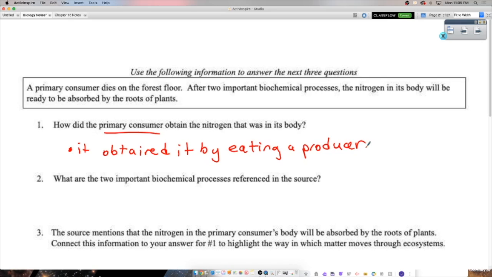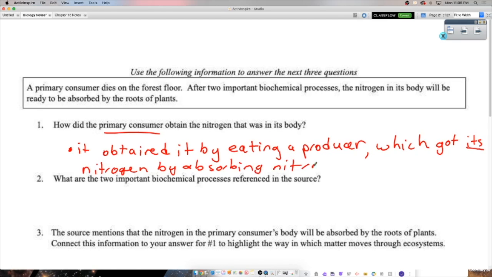If it wasn't a primary consumer, it would still get it from eating something. It's just it wouldn't have gotten it from eating a producer. It would have got it from eating a different consumer. And the producer, where did the producer get its nitrogen from? Oh, it's a producer, it's probably a plant. So it would have absorbed nitrates from the soil, right?